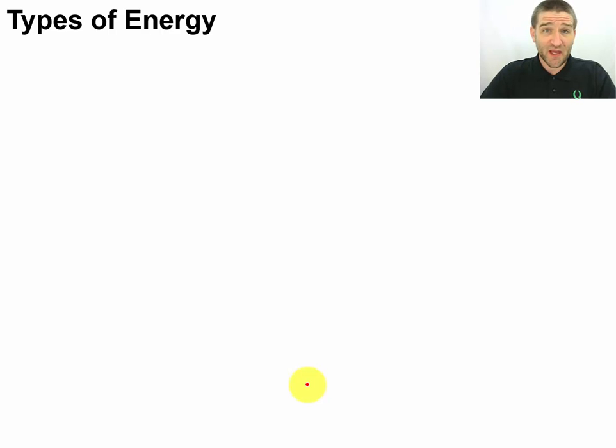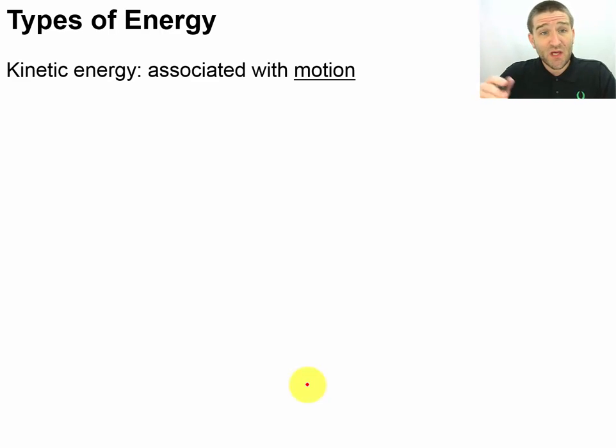When we're talking about energy, it's useful to have a couple of sorting categories. We're going to have two top-level ones, and then we're going to have lots of subtypes. Now, our first top-level one is going to be kinetic energy, and that's associated with motion. So anytime something is moving, it's got kinetic energy.